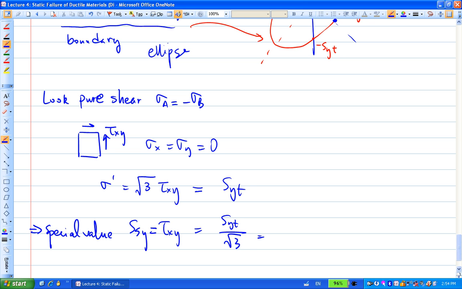So now, if you calculate 1 over root 3, you will see that this is equal to 0.577 SYT. Okay. So remember, what's the shear strength value, or the SSY value, based on the MSS theory? It's what? 0.